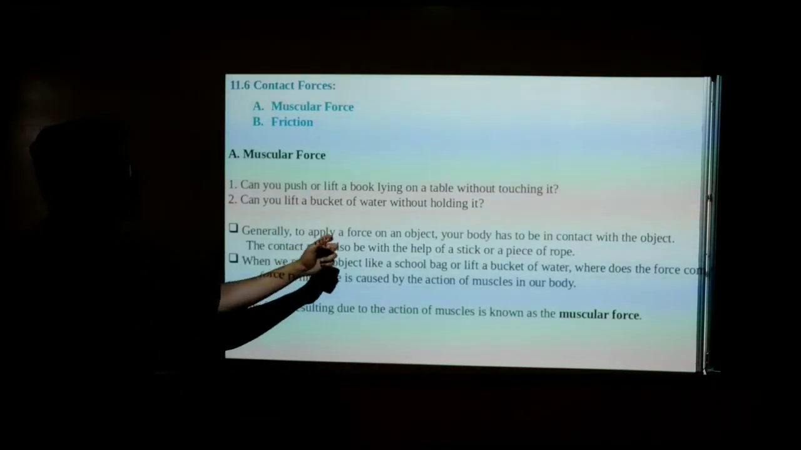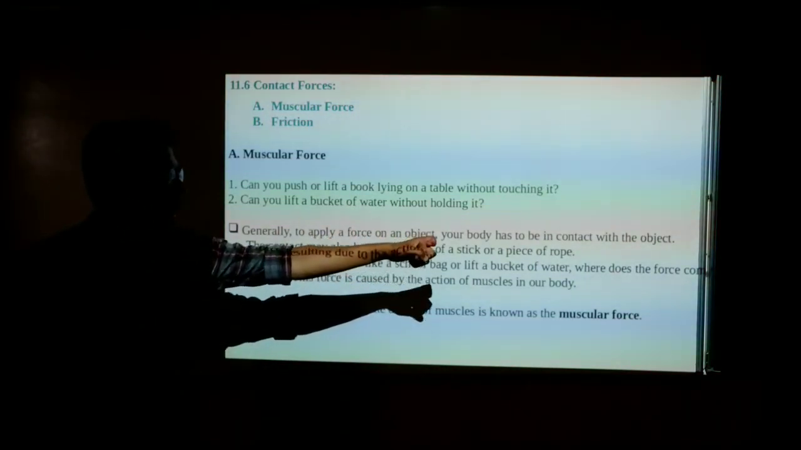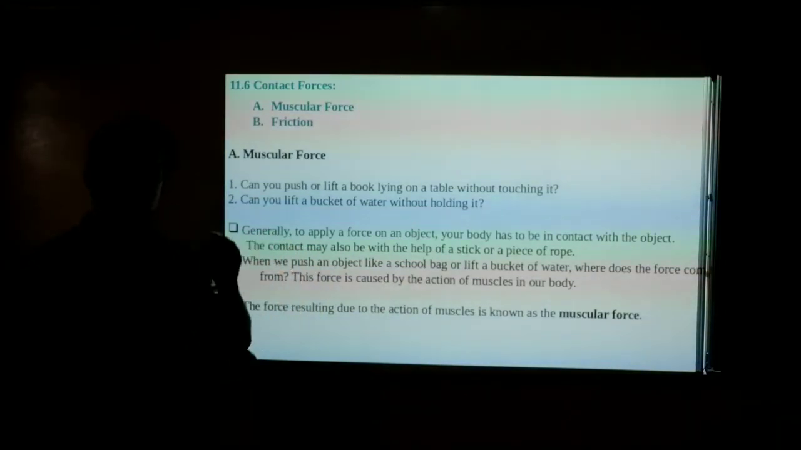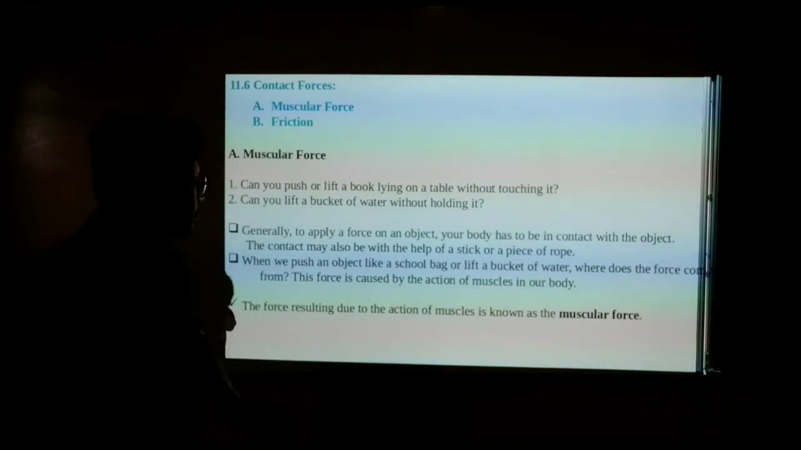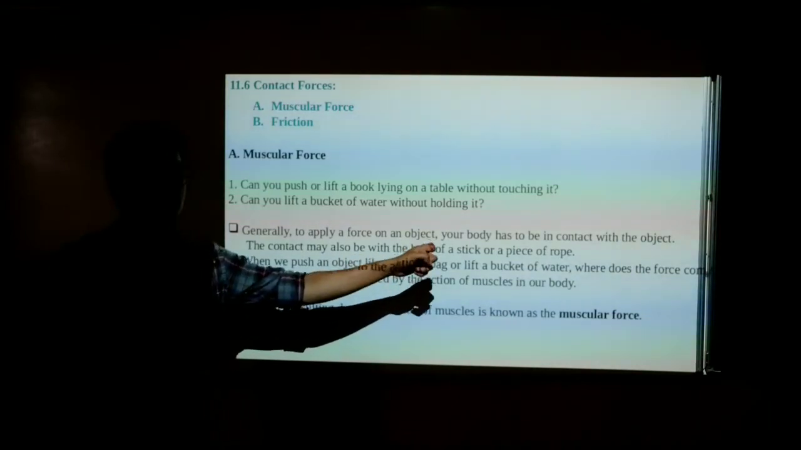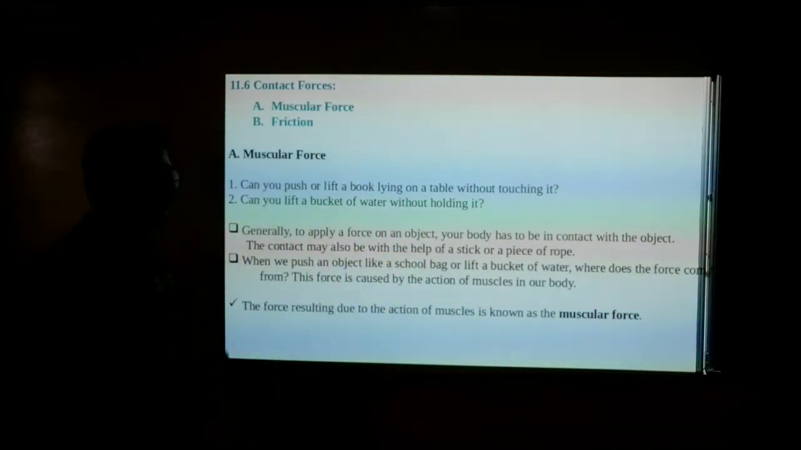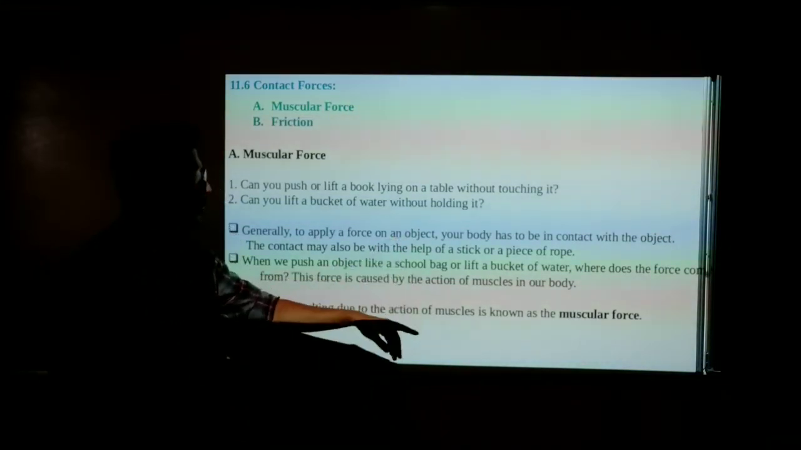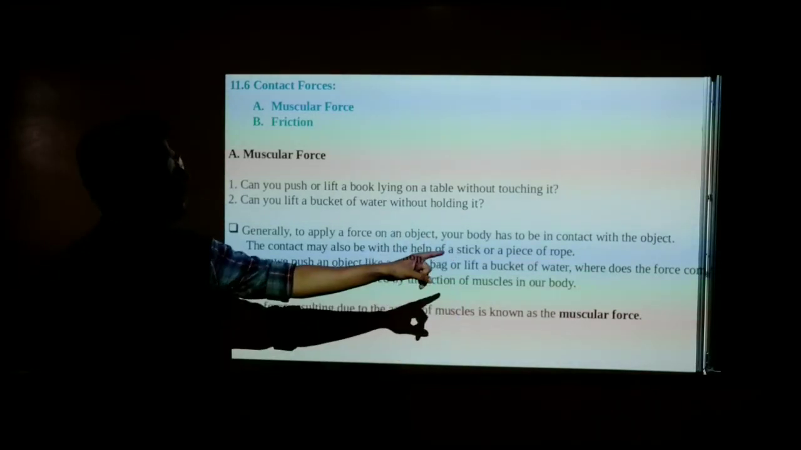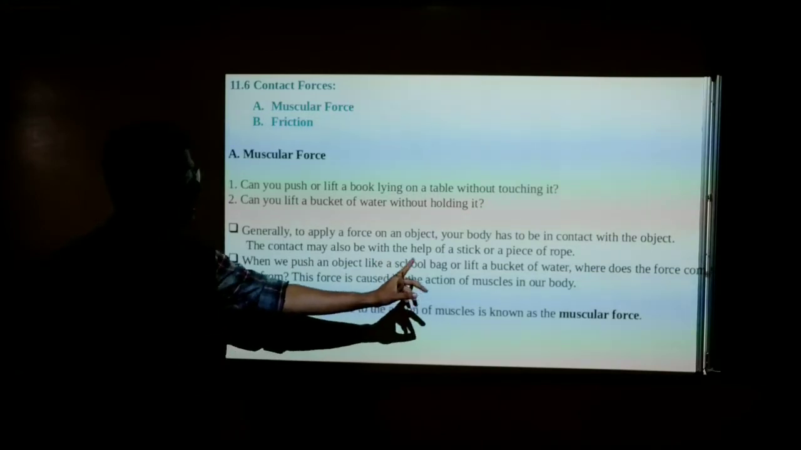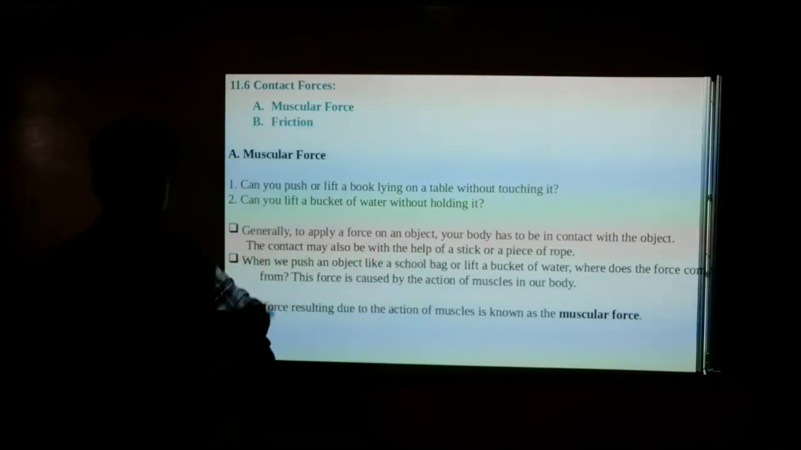So generally, to apply a force on an object, your body has to be in contact with the object. Yes or no? When you are applying a force, there must be a contact to transfer the force. The contact may also be with the help of a stick or a piece of rope. When we push an object like a school bag or lift a bucket of water, where does the force come from? This force is caused by the action of muscles in our body.